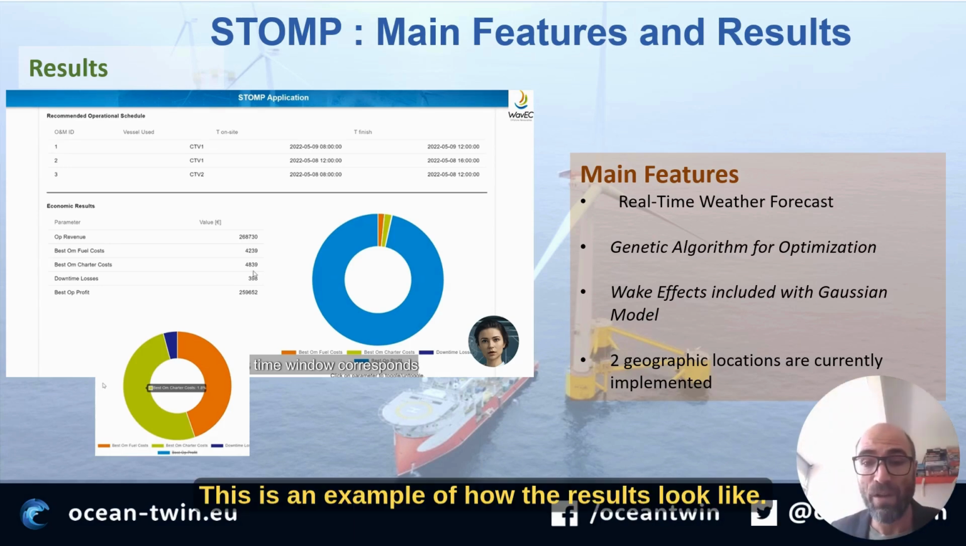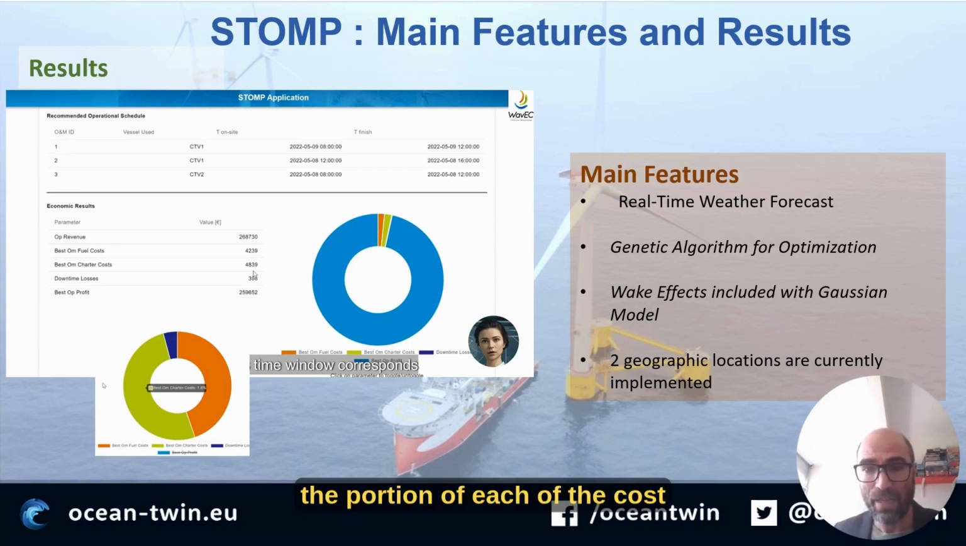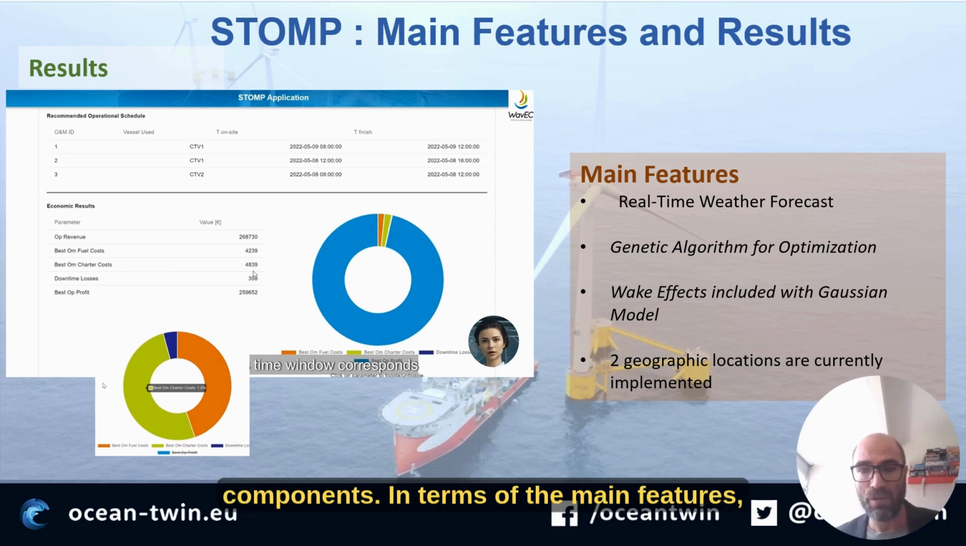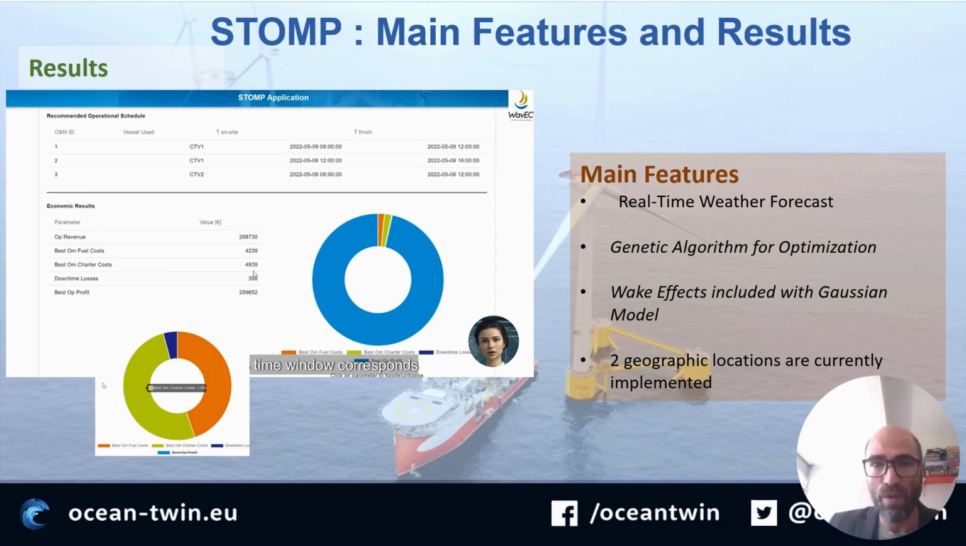This is an example of how the results look. Namely, you have the calendar of the operations and the portion of each of the cost components. In terms of the main features, Stomp, besides what was already mentioned, also includes more than one geographical location which can be considered for your wind farm.